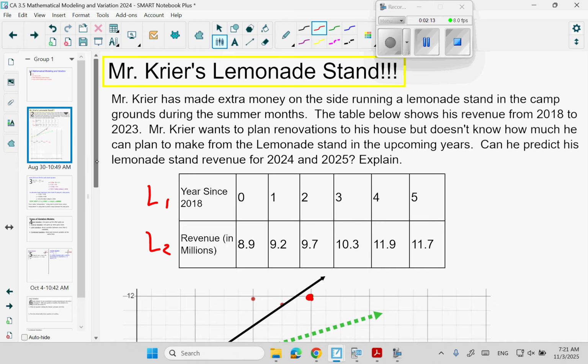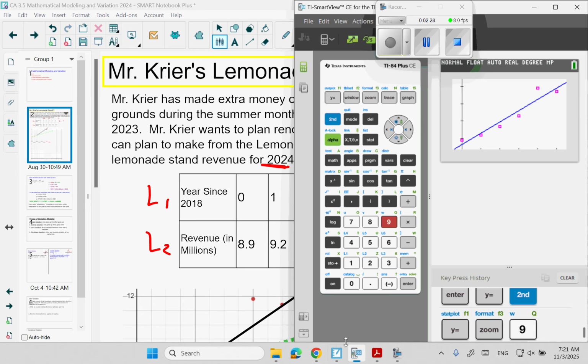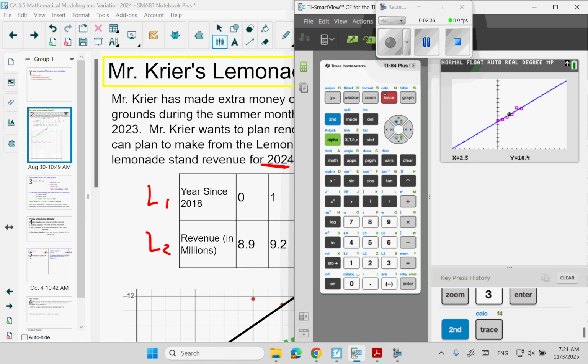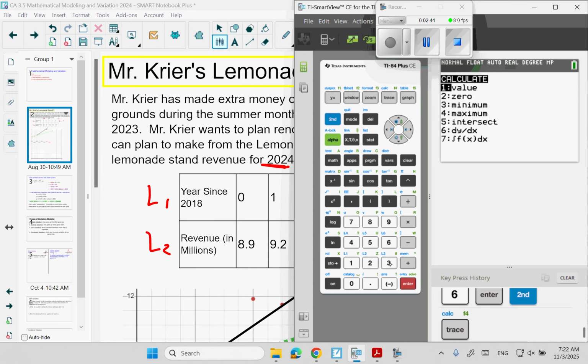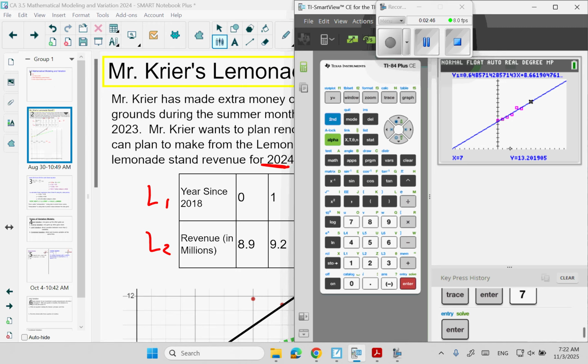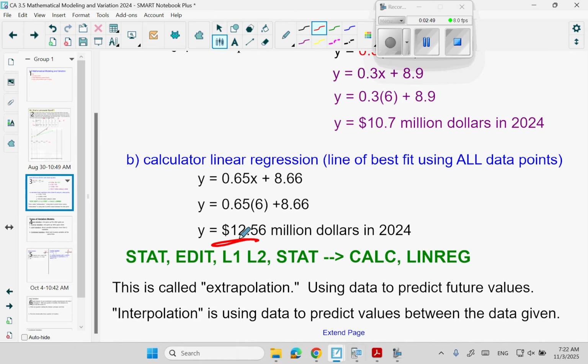Now, the question goes on to say, what can we predict for 2024? As we can see, that would be year 6, where 2025 would be year 7. So all I can do is just plug in 6 or 7 into my equation there. The nice thing is I can actually also do zoom out, and I can just go second calc value and plug in 6 directly and get about 12.55, or second calc value 7 and get about 13.2, which is all I kind of did there.